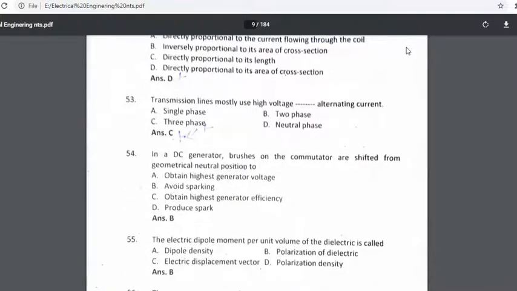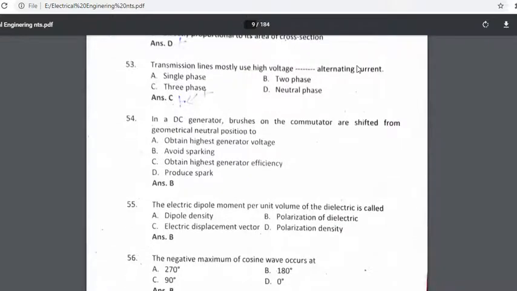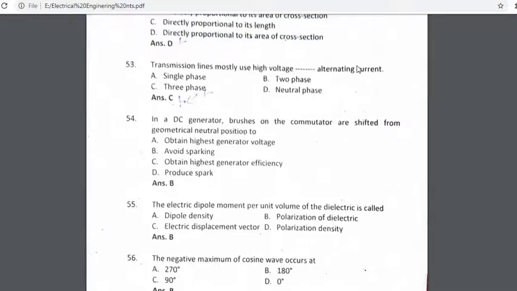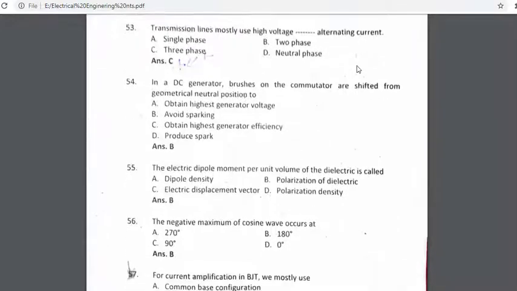Transmission lines mostly use high voltage what? 3-phase alternating current, and you have to see the upper part. The first line of the transmission line is the ground line. In a DC generator, brushes on the commutator are shifted from the geometric neutral point in order to avoid sparking.